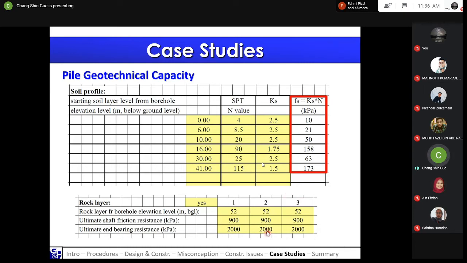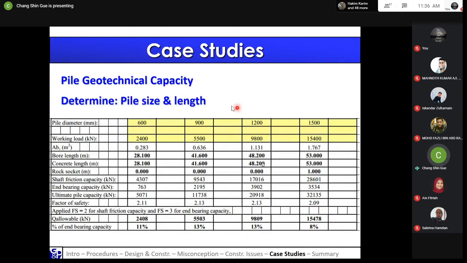And if you have rock, then you have to include the shaft friction resistance from the rock itself and the end bearing. So this is just to continue on the calculations to let you understand that, for example, if your pile is 600 millimeters diameter, your pile working load is 2400. So in terms of pile geotechnical capacity, if you calculate your pile shaft resistance and the base, you'll find that you need 28.1 meters length in order to achieve 2,400 kilonewtons.